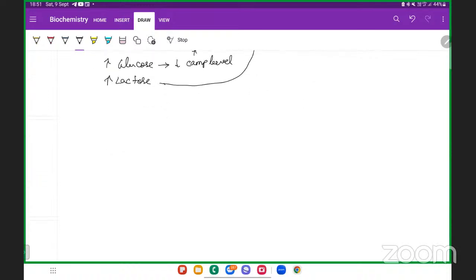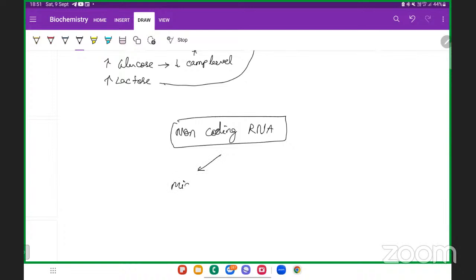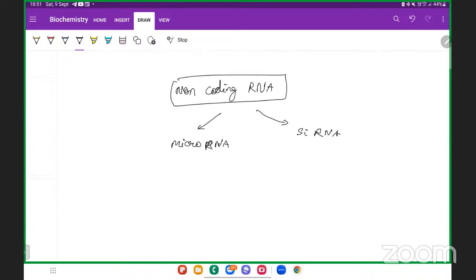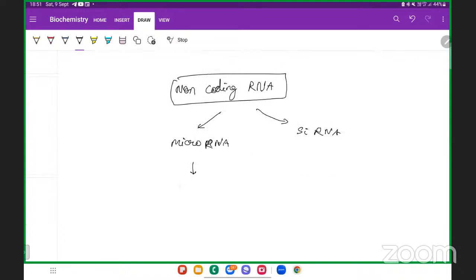Now, at the beginning, I told you about some non-coding RNA. What are the 2 RNAs I told you? Number 1, microRNA. And number 2, small siRNA. This microRNA is going to modulate gene expression. In a human being, who modulates gene expression? It is your microRNA.